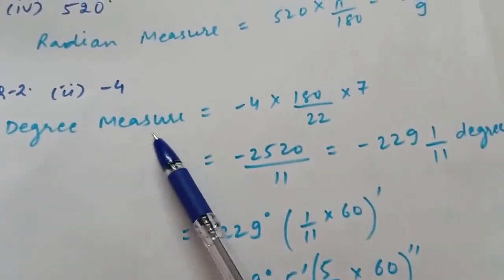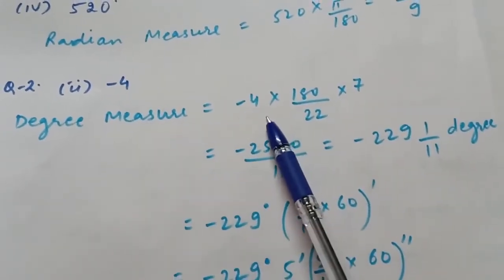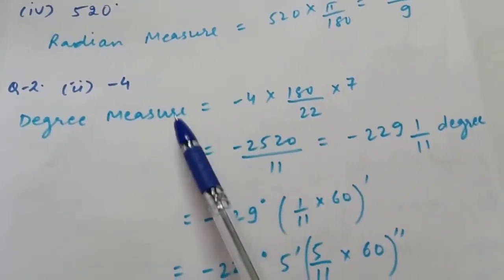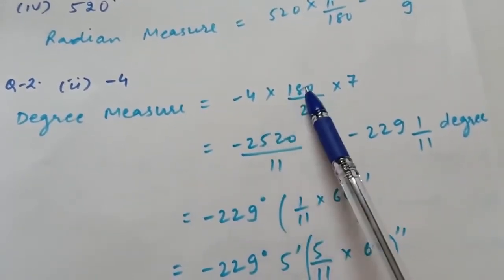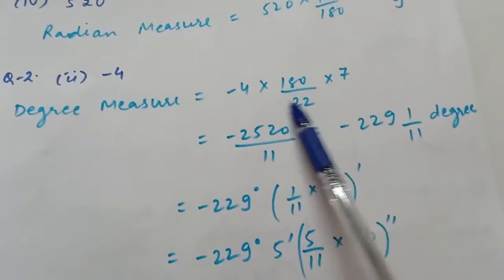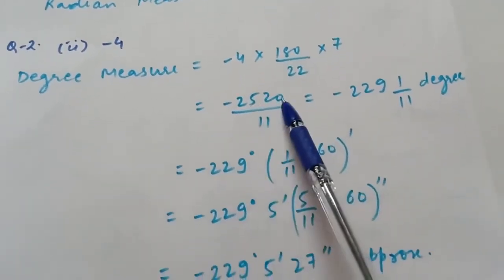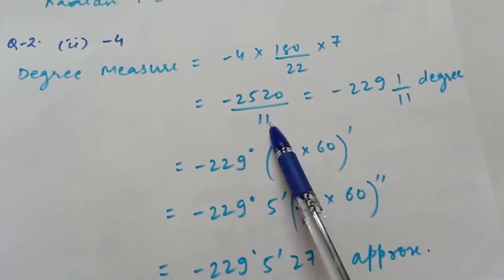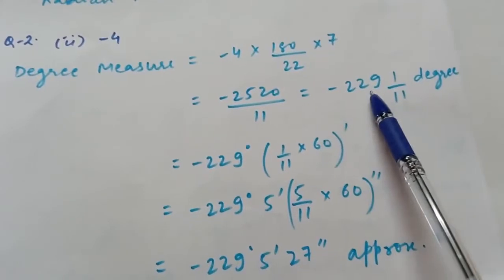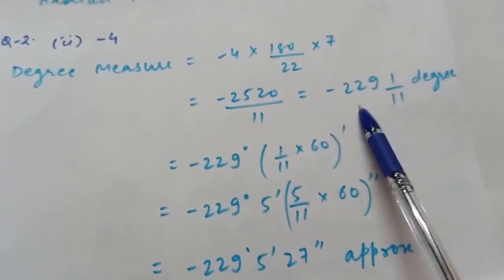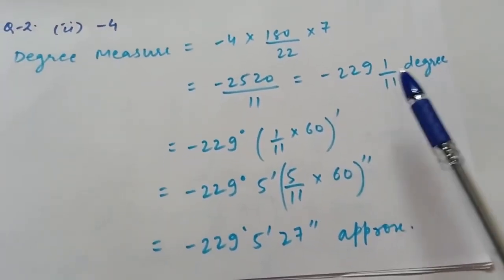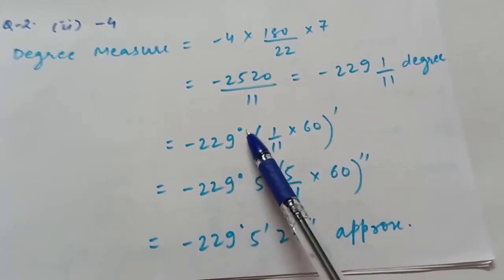So to change in degree measure, we will multiply with 180 by pi. So minus 4 radian. When changes into degree measure, multiply it with 180 by pi. In place of pi, write 22 by 7. So this will become minus 2520 upon 11. When you will divide this by 11, it will go on 229 with the remainder 1. So we can write it as minus 229 1 upon 11 degree.